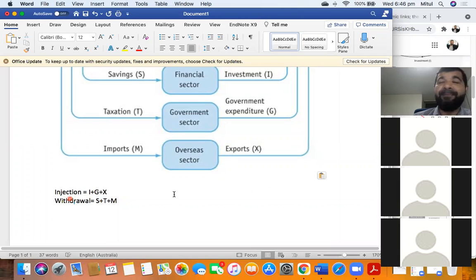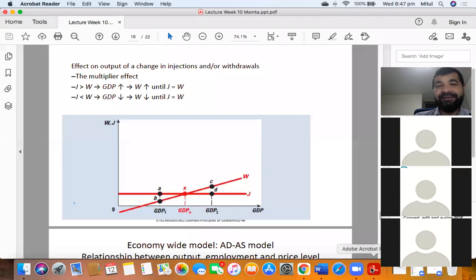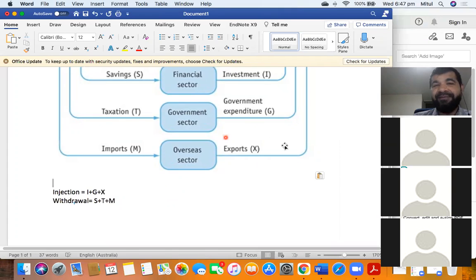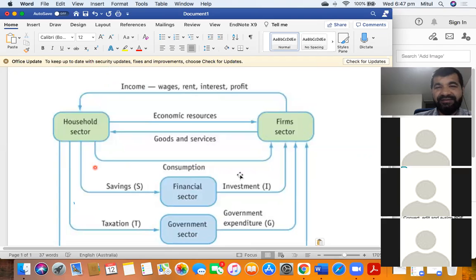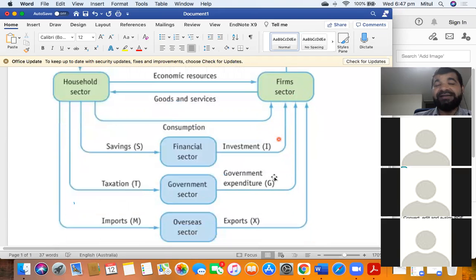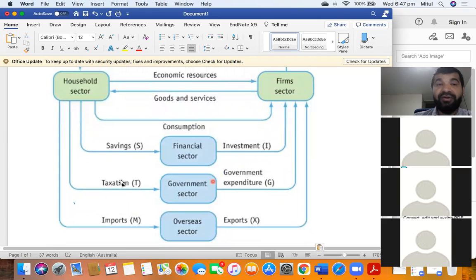And these two have to be equal for the GDP to be in equilibrium. So it says here, the farm injects these three, IGX is injection, these three are injection, injecting the money back into the circular flow. This circle is the flow, you see? They are bringing it back here. So you see this injection, IGX. If injection is more than the withdrawal, GDP will rise.